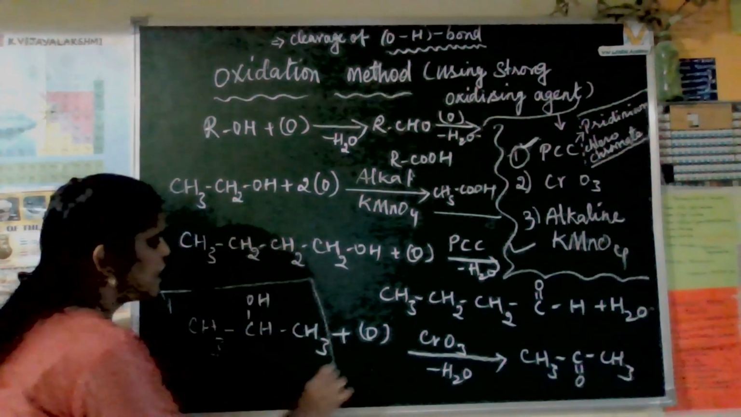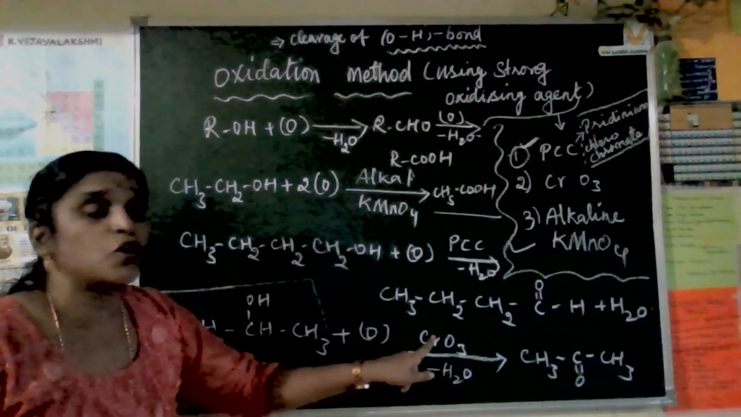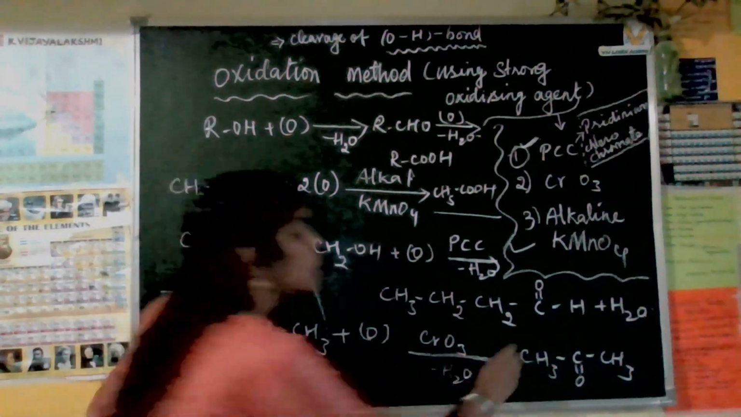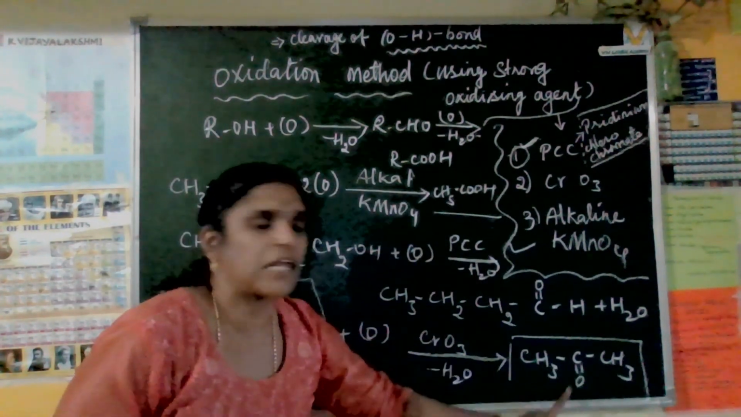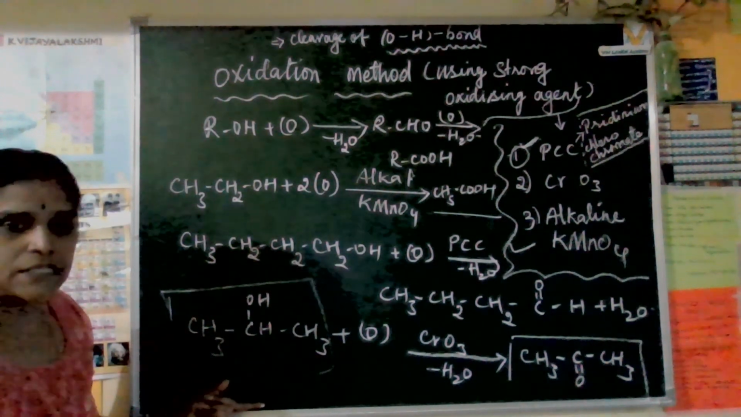Now you see that isopropyl alcohol undergoes oxidation in the presence of anhydrous chromium oxide. You are getting a ketone, dimethyl ketone formation. Hope you're clear with that.